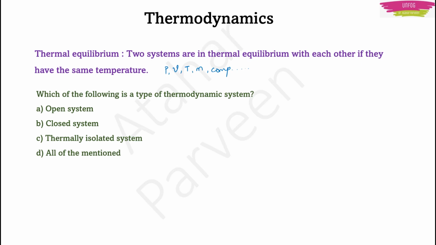What type of questions may come till what we have discussed till now? This type of question may come. Which of the following is a type of thermodynamic system? Now we know that open system, closed system, thermally isolated system, all these are thermodynamic systems, right? So all of the mentioned will be the right answer.